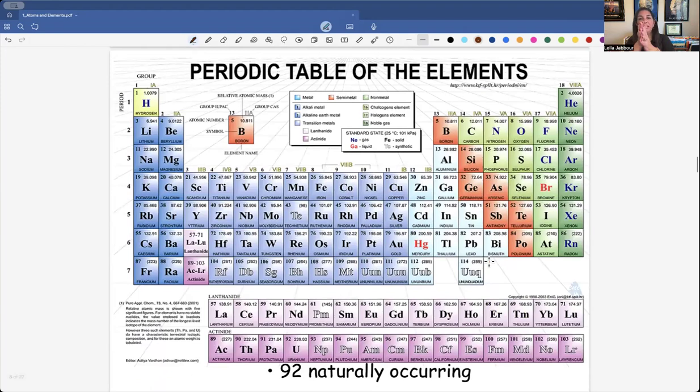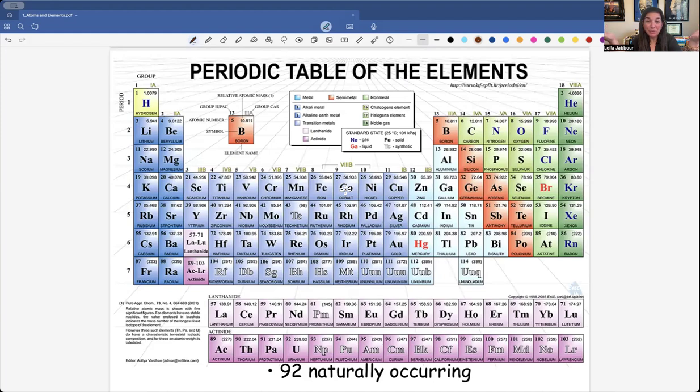Okay. So here's the periodic table of all the elements that we know. And there's around 92 naturally occurring elements in nature that are found in the ground. Where's cobalt? There it is, cobalt. Cobalt is being dug in the ground, and it's being mined so it can be used in your cell phones.